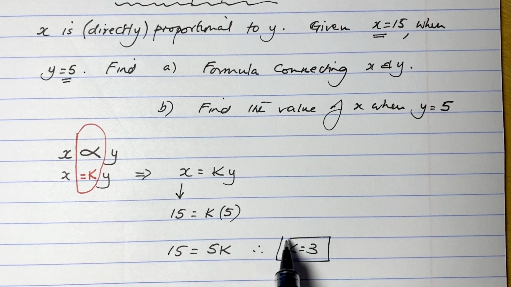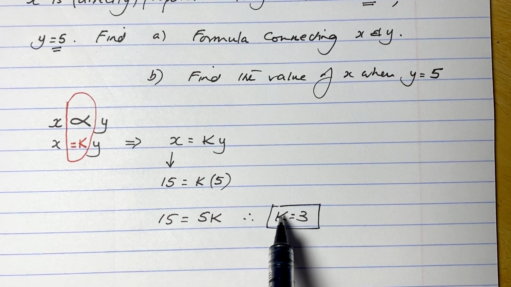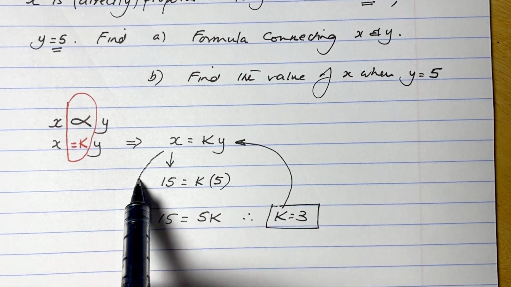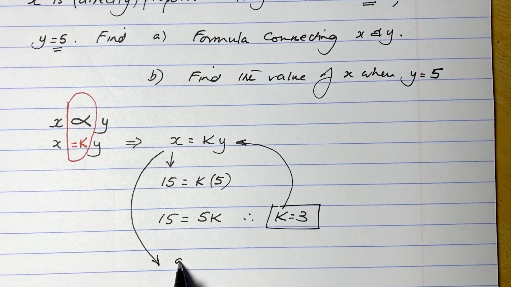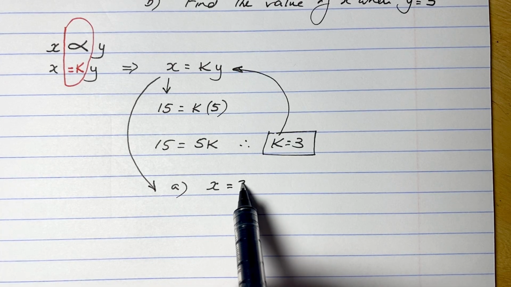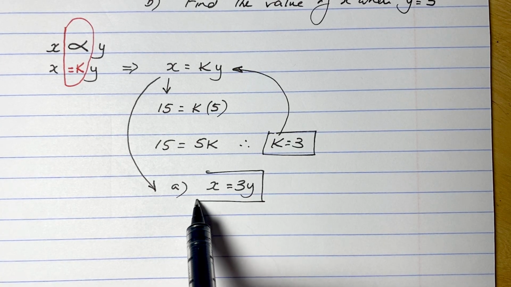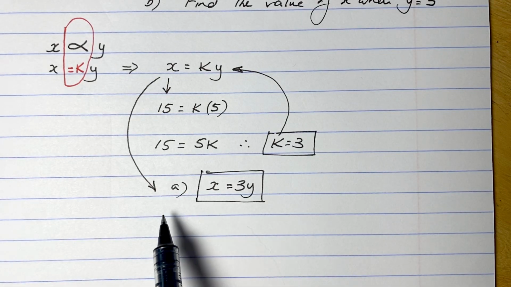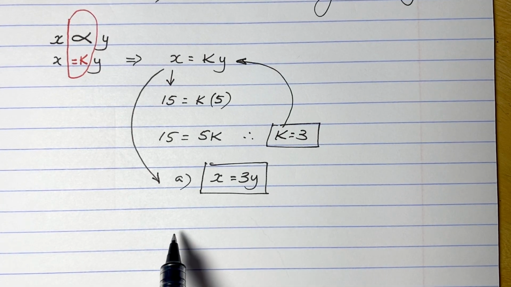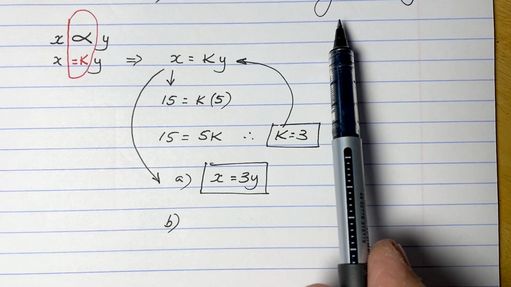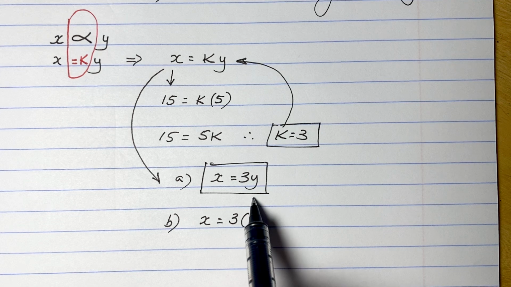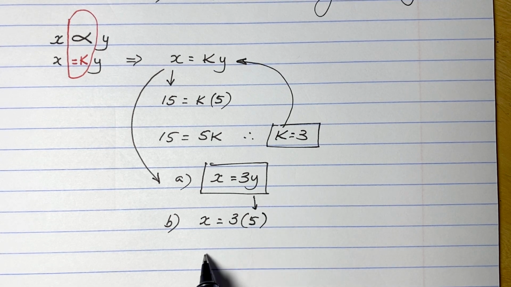Now, in order to complete the formula, I'm going to replace the value of k, 3, into our equation. So now I've got a formula. That's part A. The formula is x equals 3y. So I've answered part A, which is the formula connecting x and y. Here we go: x is 3y. Part B, they're asking me to find the value of x when y is 5. So x equals 3, and instead of y, we put 5. So x equals 15.